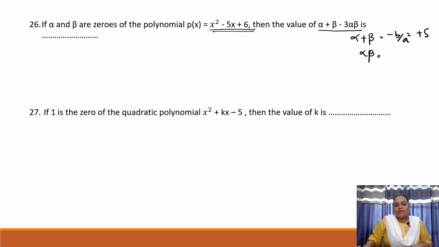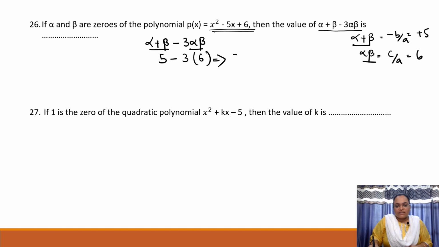And now what is alpha beta? Which is c by a. What is c by a? That is 6, right? Now find the value of alpha plus beta minus 3 alpha beta. We have got alpha plus beta and alpha beta, right? Now substitute the values here. What is alpha plus beta? That is 5, minus 3 of what is alpha beta? That is 6. So which is 5 minus 18? That is minus 13. Yes, minus 13 is your value.